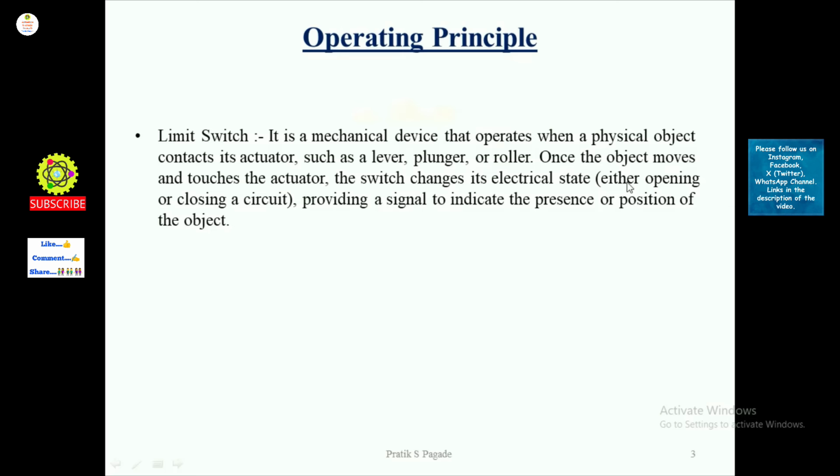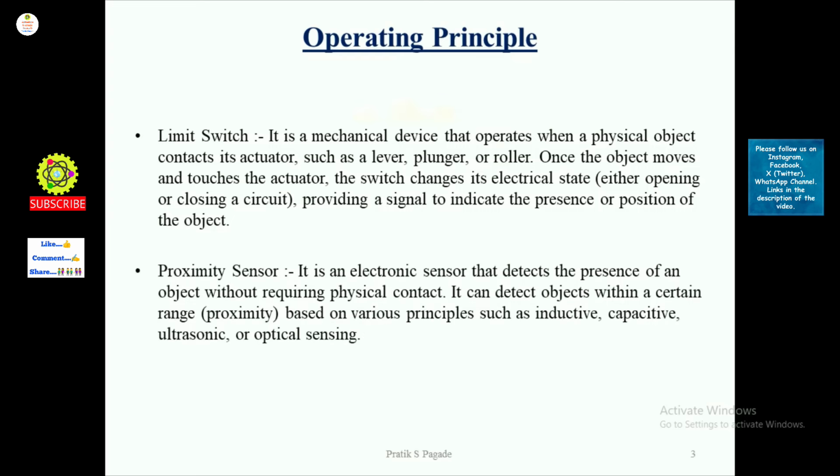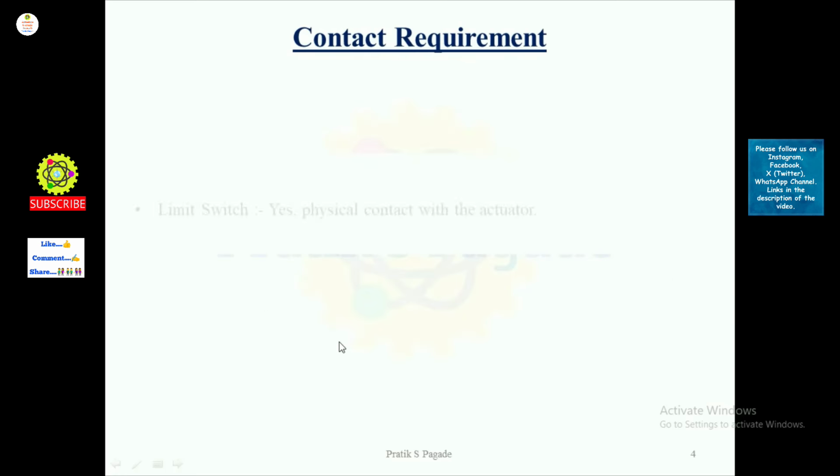Means here, the object touches the actuator, and the switch changes the electrical state, and this provides the indication of the presence or position of the object. Further, a proximity sensor is an electronic sensor that detects the presence of an object without requiring physical contact. It can detect objects within a certain range based on various principles such as inductive, capacitive, ultrasonic, or optical sensing.